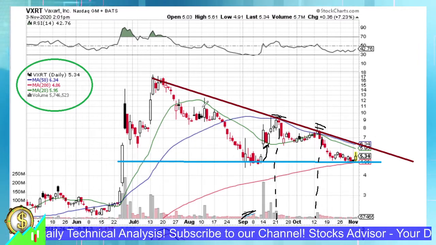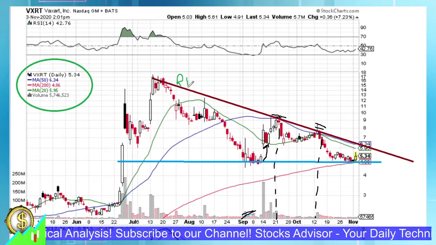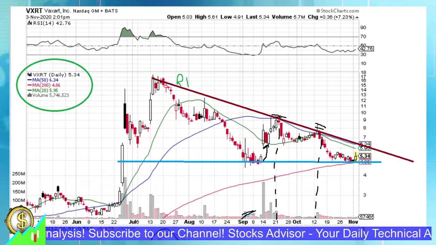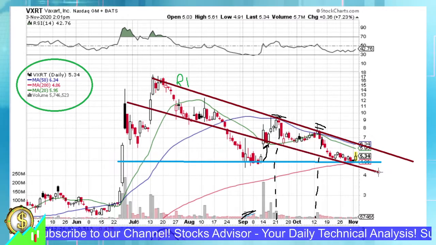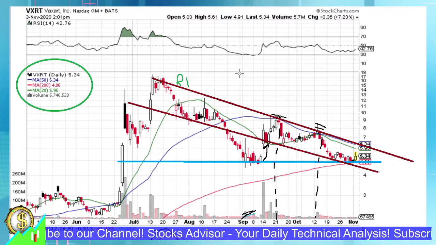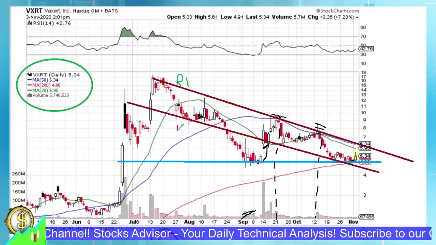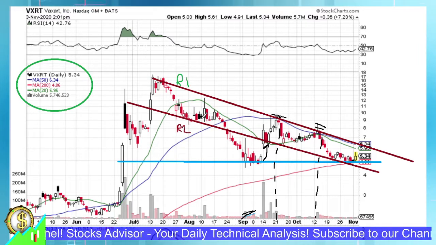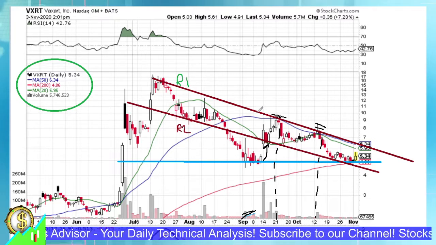Because if you look carefully here, you have the downwards channel, let's call the top of it R1. And also you see the bottom of the channel. If you look carefully, it's this one. And still it's not really a narrowing channel, so it's almost a parallel one, so its narrowing capability is quite low. Let's call the lower line R2. So the R1, R2 channel is not forming any kind of a flag.